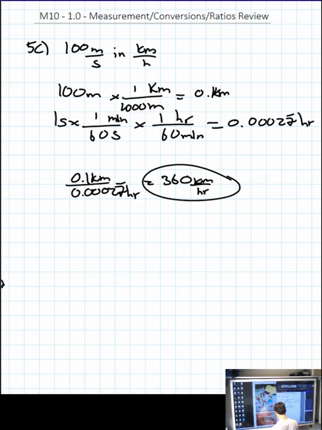So there must be a faster way for this one specific thing. So let's say M over S, meters over seconds.